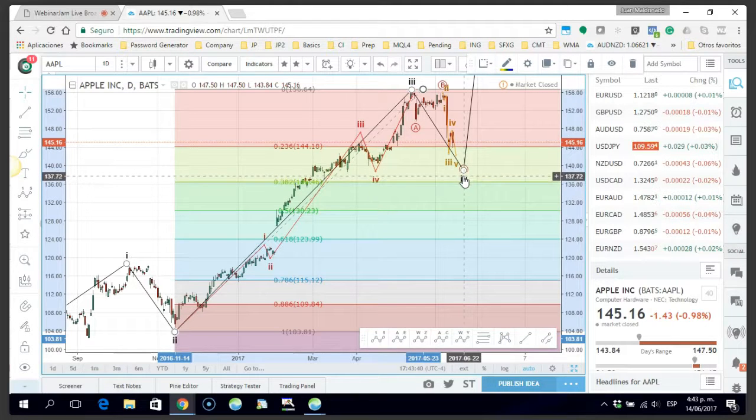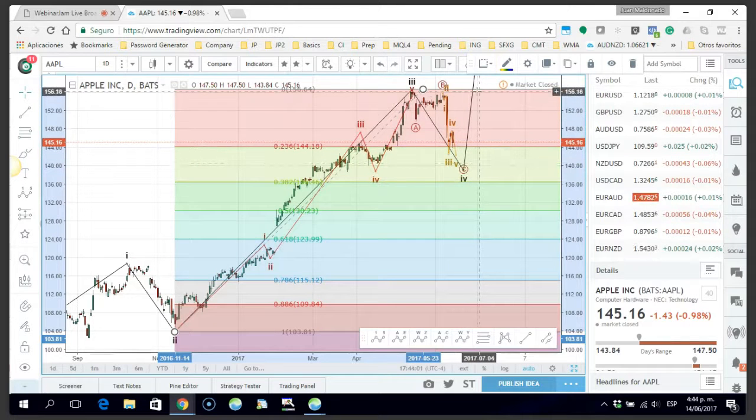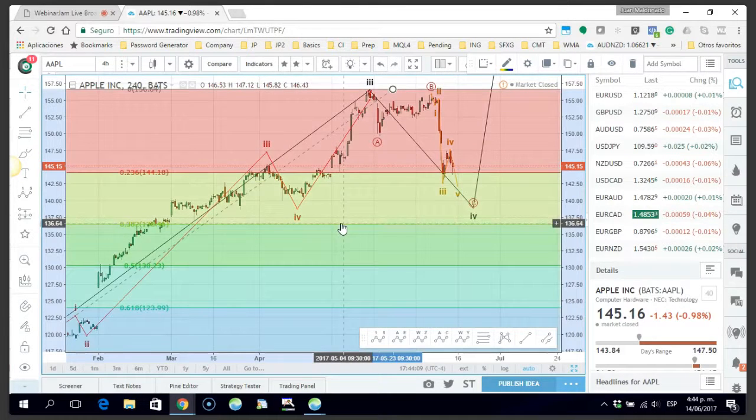If Nasdaq is saying that we need another leg down, so of course we know that Apple moves in the same direction, so it's likely to go and visit the 38.2%. At that level, once we are at the 136 area, we can start planning our bullish trade with a target at the 156. Let's go to the 4-hour chart and check how the internal structure is looking.